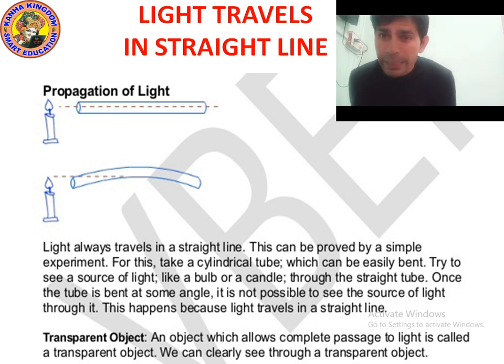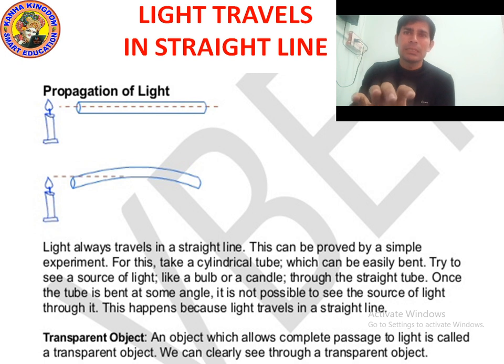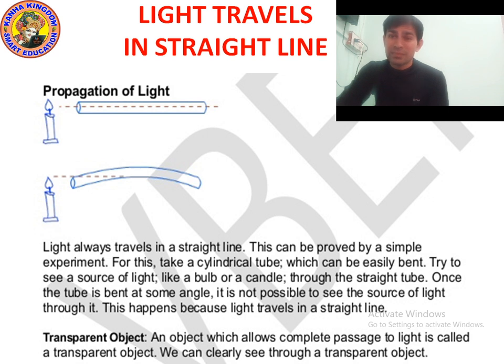So using the pipe, can you see the light of the flame? No, you will not be able to see it. Why? Because the light is traveling straight, and the cylindrical tube that you are using is not straight. That's why you cannot see the light coming from the flame.